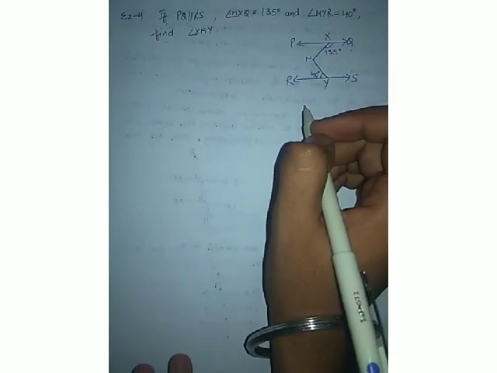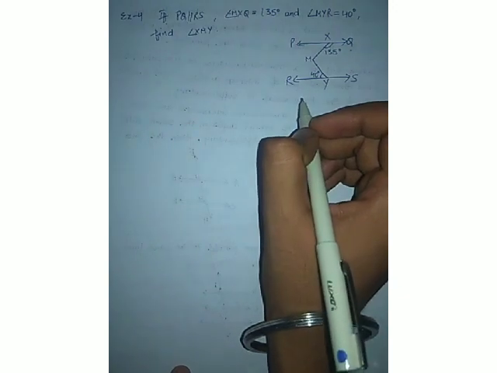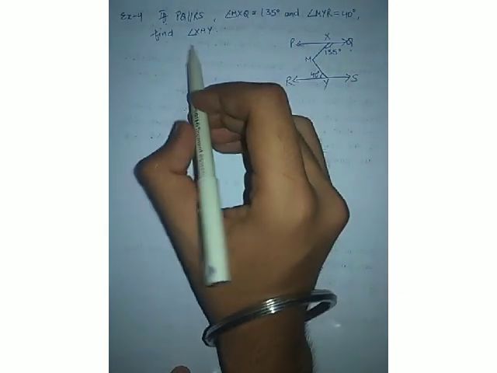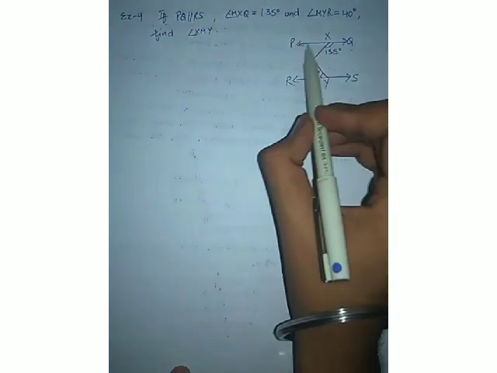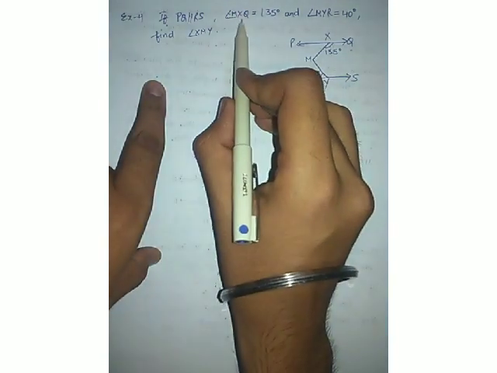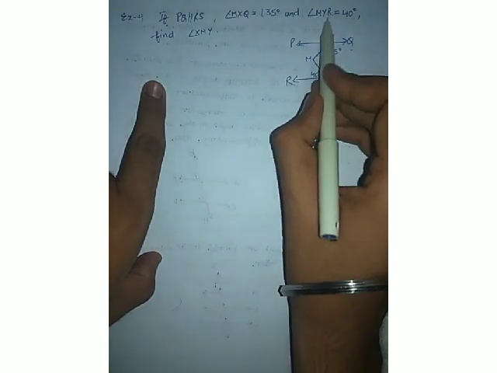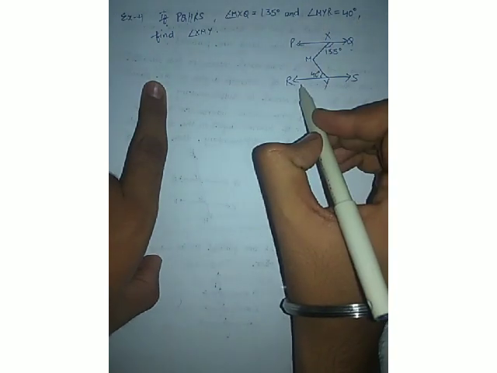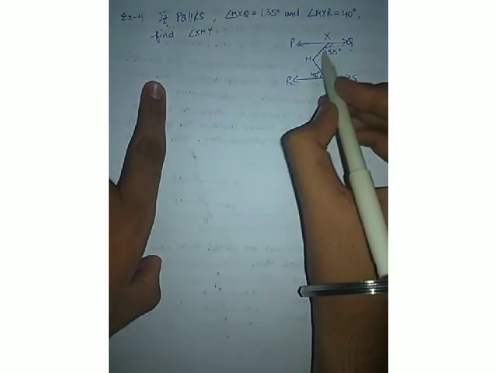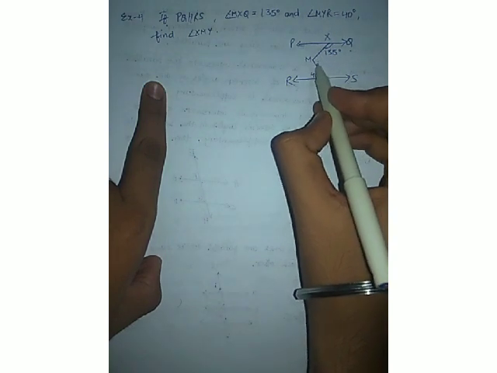Let's start with the very first example of exercise 6.2, which is example 4. Let's read the statement. It's given that PQ is parallel to RS. The figure is given, so don't worry about the figure. PQ is parallel to RS, and angle MXQ is given as 135 degrees, and MYR is given as 40 degrees. We have to find angle XMY.